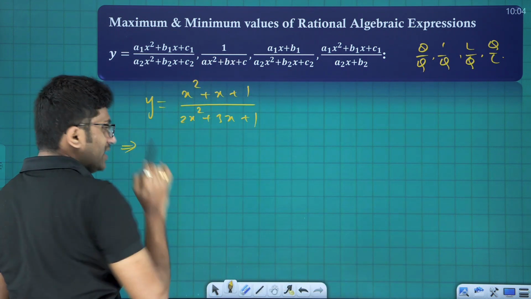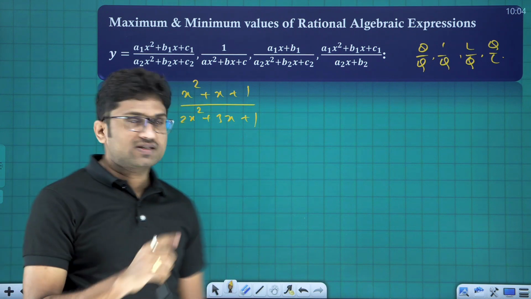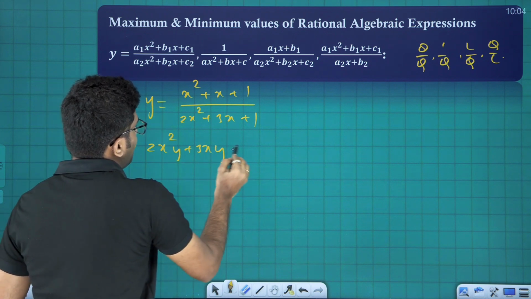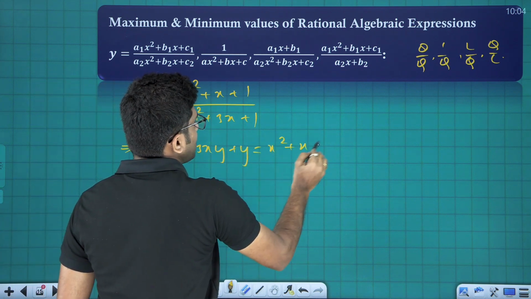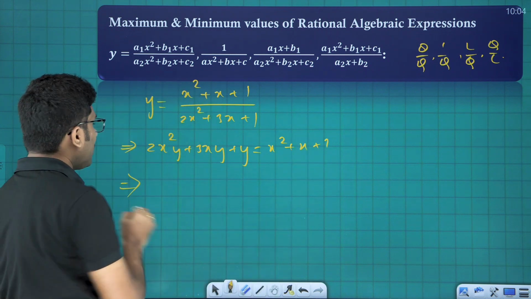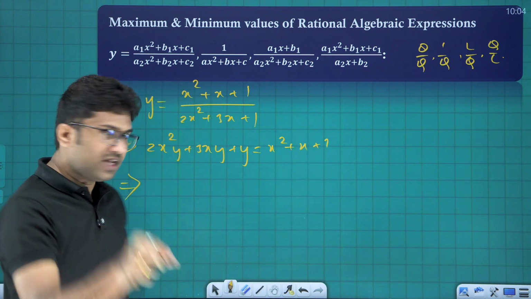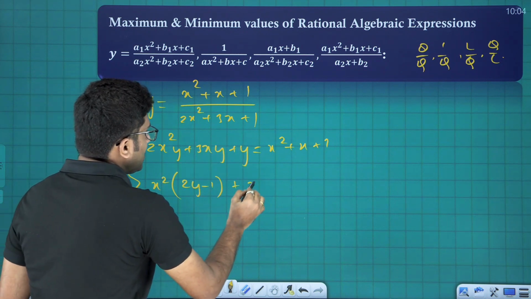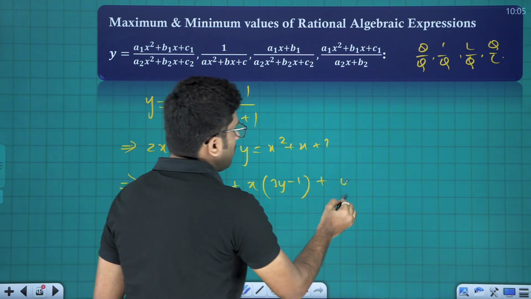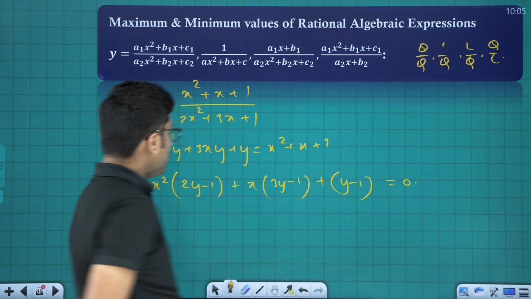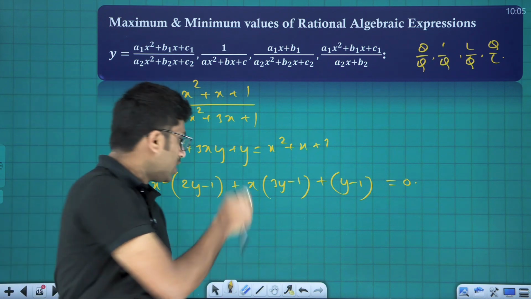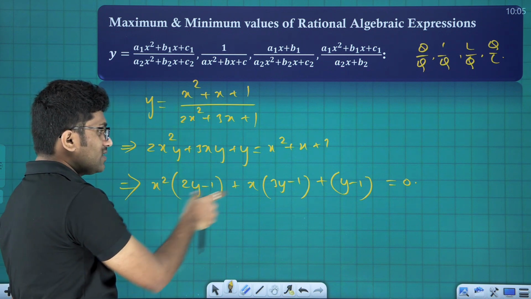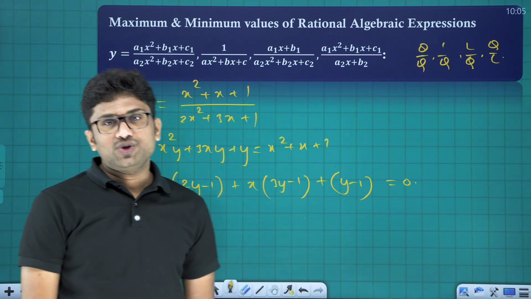Simplify it and express it as a quadratic equation in only x. First, for that you cross multiply: 2x square y plus 3xy plus y is equal to x square plus x plus 1. Now we have to express it as a quadratic equation in only x. So x square, if you take common, you get (2y minus 1), plus x common (3y minus 1), plus (y minus 1) is equal to 0. Friends, clearly you see this is a quadratic equation in x, which is of the form ax square plus bx plus c is equal to 0.